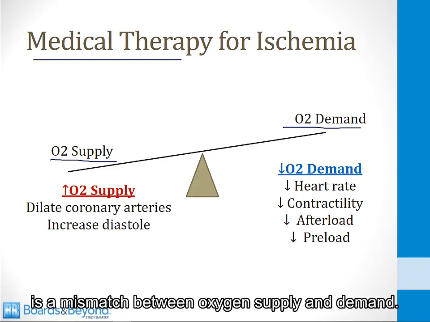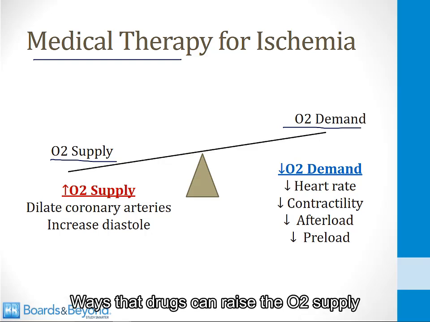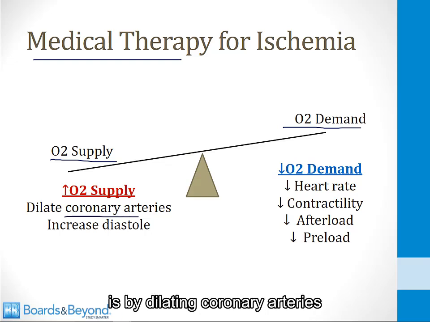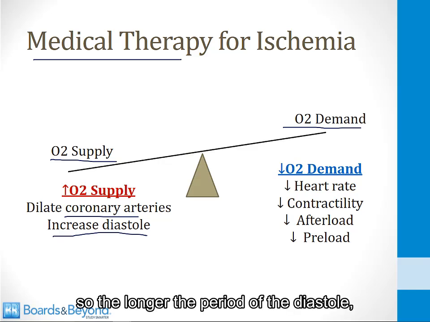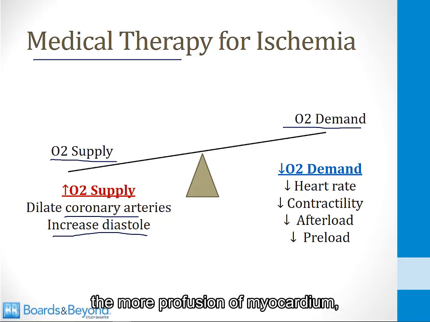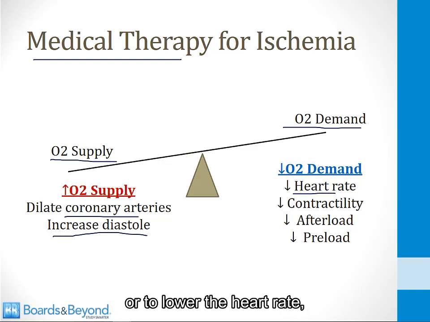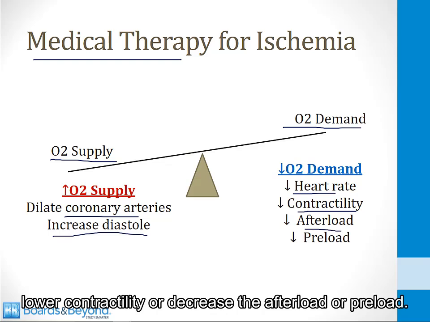Ways that drugs can raise the O2 supply is by dilating coronary arteries or increasing the time of diastole. Remember, the coronary arteries are mostly perfused in diastole, so the longer the period of diastole, the more perfusion in the myocardium. Ways that you can decrease demand with drugs in terms of ischemia are to lower the heart rate, lower contractility, or decrease the afterload or preload.